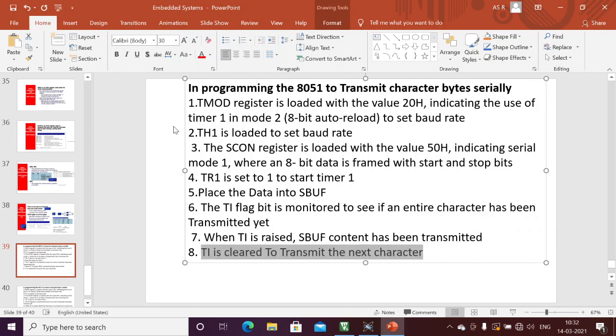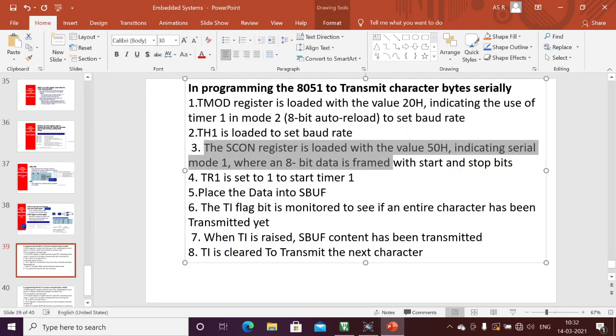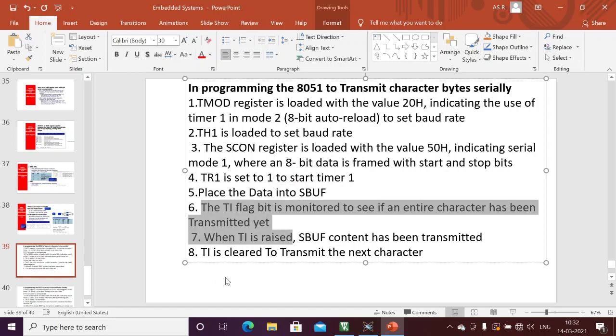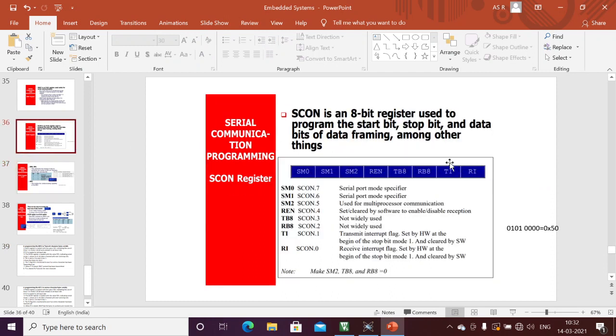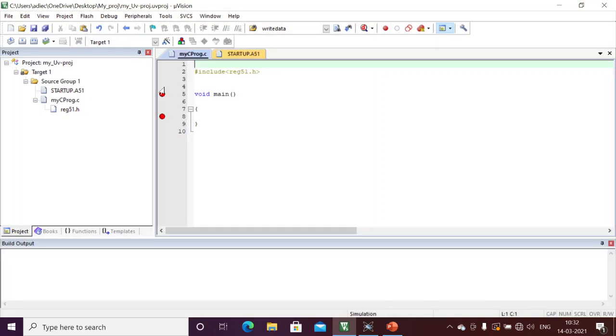We need to clear it for the next transmission. Mainly, this TMOD register we need to initialize with 20, and th1 with whatever baud rate value we calculated here, FD, I can load it. The next SCON is always 50, and I can start the timer and place the data. In case of transmission, first we need to place the data into SBUF, and after that I can check whether the transmission is completed by using the TI flag. Whenever the placed data is successfully transmitted, this will be raised to 1. Whenever it is raised to 1, my content is already transmitted, so I can clear it for the next transmission.